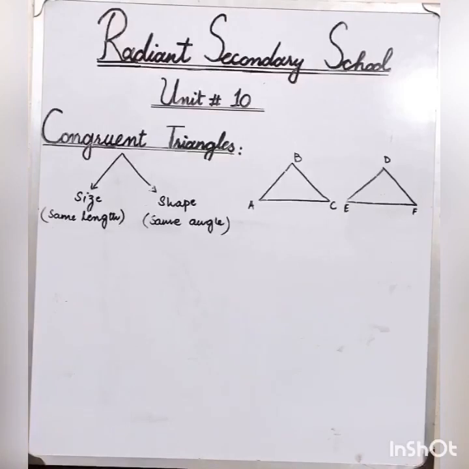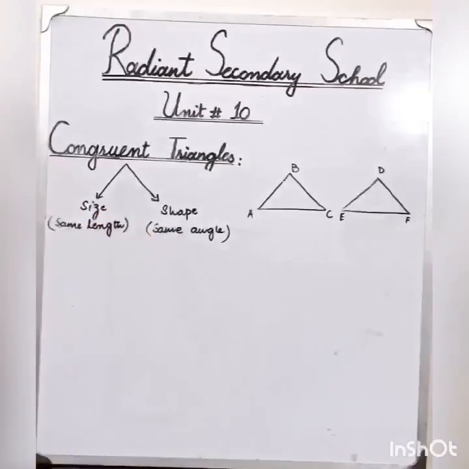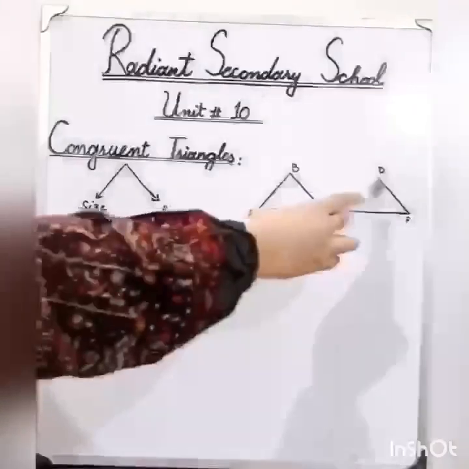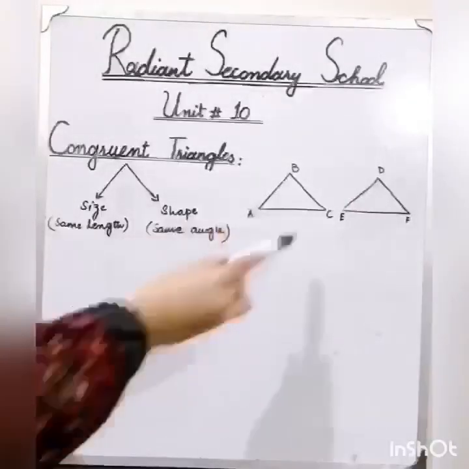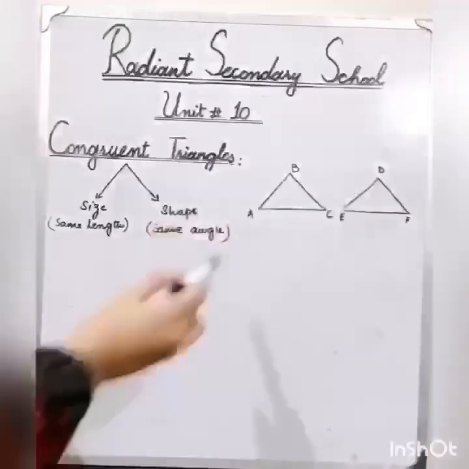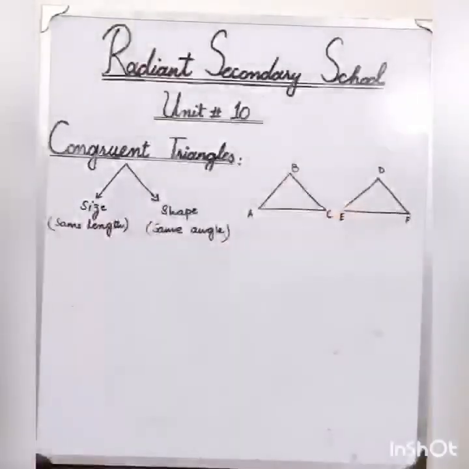Those triangles which are having same shape. Same shape means same angles. Same angles means that this angle B is similar to angle D and this angle A is similar to angle E and this angle C is similar to angle F. Means both the triangles are having same angle. Same angle means their shape is same.